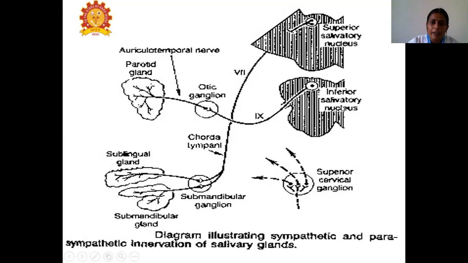From the inferior salivatory nucleus, the preganglionic fibers arise and go via the glossopharyngeal nerve, the ninth cranial nerve, and reach the otic ganglion. From the otic ganglion, the postganglionic fibers arise and supply the parotid gland.